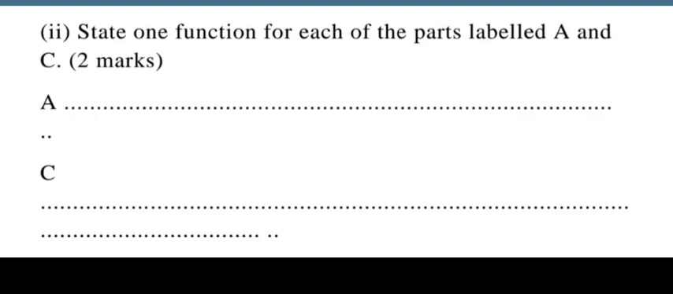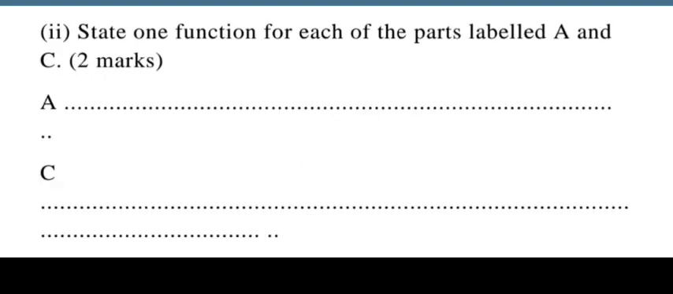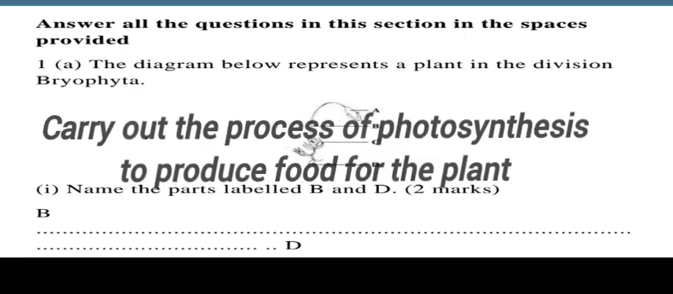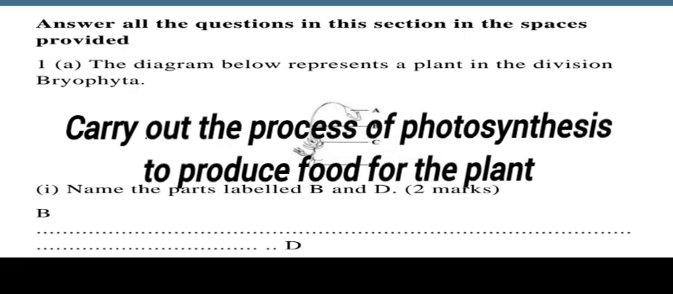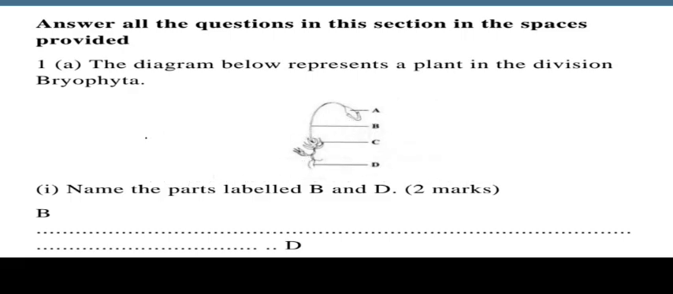So when it comes to A, we are saying it is the spore case. What is the function of the spore case? The function of the spore case is to release the spores during fertilization. Then when it comes to C, the leaf-like structure, the function of this one here is to carry out the process of photosynthesis to produce food for the plant. Okay, so those are the functions.